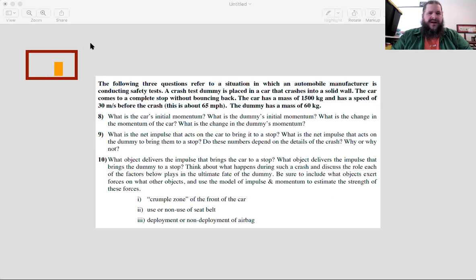Yeah, they're both moving forward at the same speed, at this same 30 meters per second. So we can draw out a velocity arrow for each one of them. The car itself has a velocity of 30 meters per second, and the crash test dummy also has a velocity of 30 meters per second. So their velocities are exactly the same. V initial of the car equals 30 meters per second, and V initial of the crash test dummy is also 30 meters per second.